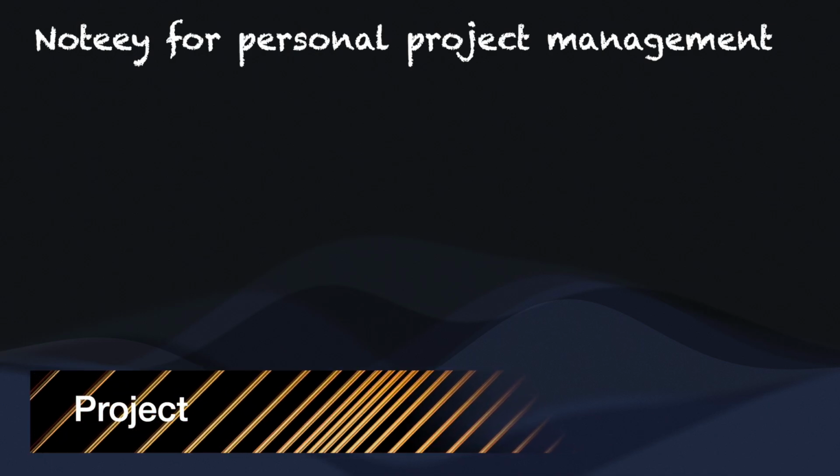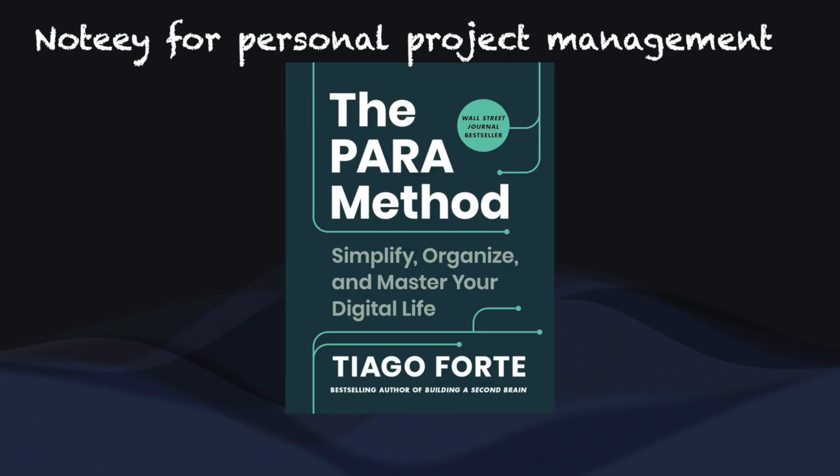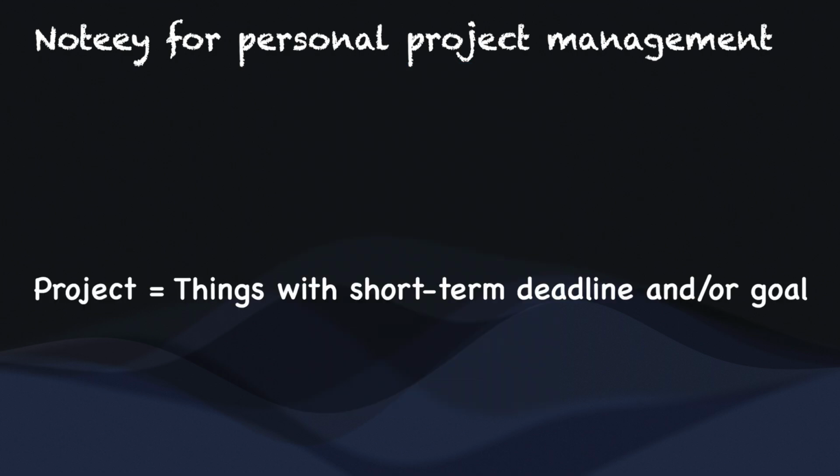Before I share my use case example, I want to define the term personal project. Now, I know everyone has their own idea of what a project is, but I like to use it as what Tiago Forte calls a project in his PARA method. Basically, they are things that have a short-term deadline or goal. This could be a collaborative team project at work, but I want to keep things a bit smaller today, especially in Noteey, which currently does not support simultaneous editing. So I call them personal projects to keep the project scope just for one person.